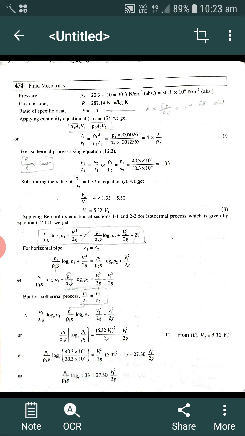Substituting in equation 3 the value of P1 by rho 1, you get V1 equal to 40.75 meter per second. When V1 is determined, find V2 from equation 2. V2 is equal to 5.32 into V1, which is 40.75. Therefore you will get V2 equal to 216.79 meter per second. Is that clear to all of you? Okay, thank you.